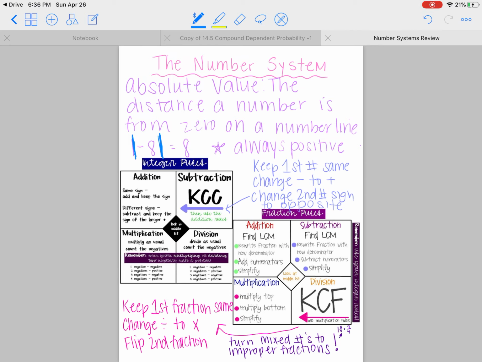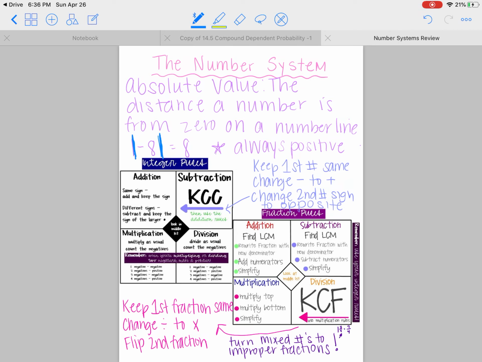When you're adding, if the signs are the same, you're going to add the numbers up and keep that sign, positive or negative. If the signs are different, I'm going to find the difference between those two numbers, subtract, and then keep the sign of the larger number.